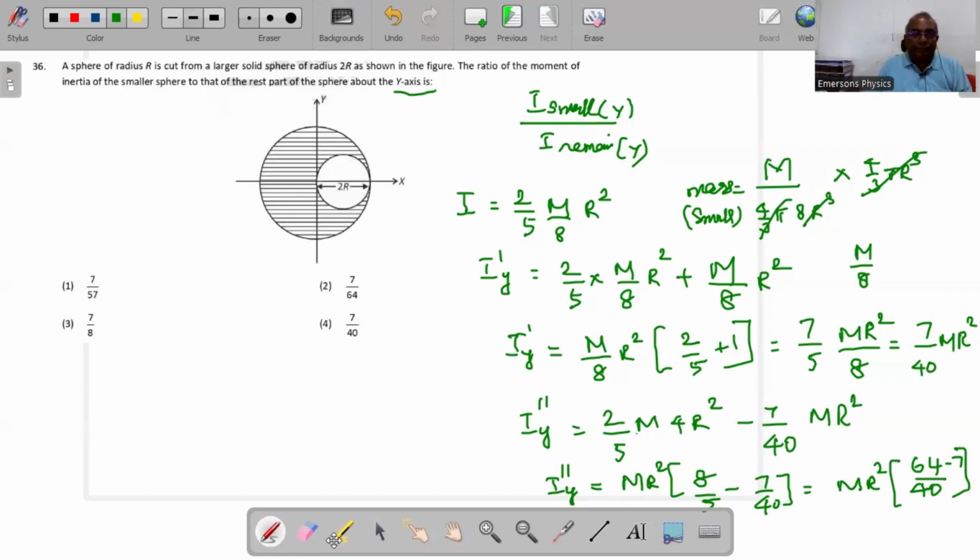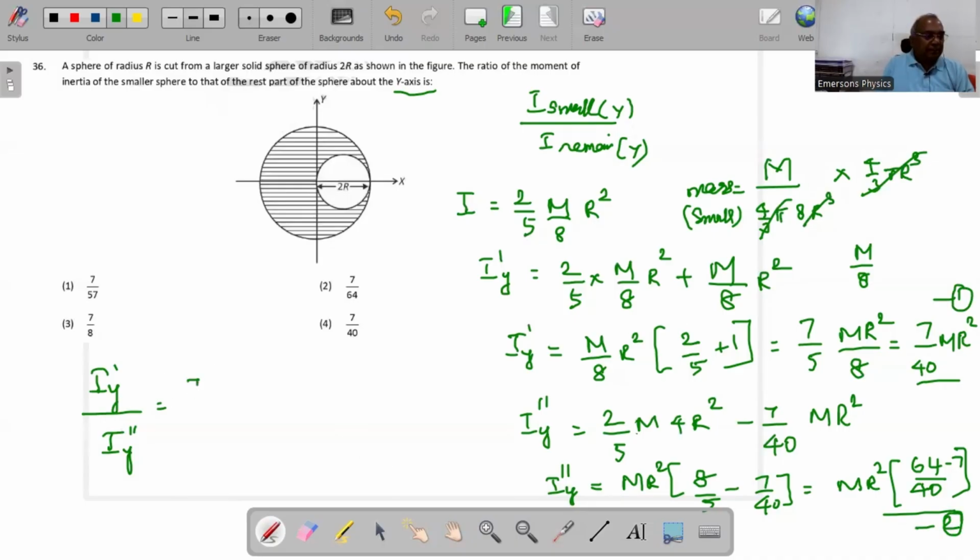What we need is the small portion of the mass, I y dash, whose value is 7/40 mr². So what we need is the moment of inertia I y dash by I y double dash. Understand? So the ratio is the moment of inertia of the smaller sphere about the y-axis to the remaining portion about the y-axis. We have found both. This is equation 1 and this will be equation 2. It is 1 divided by 2.